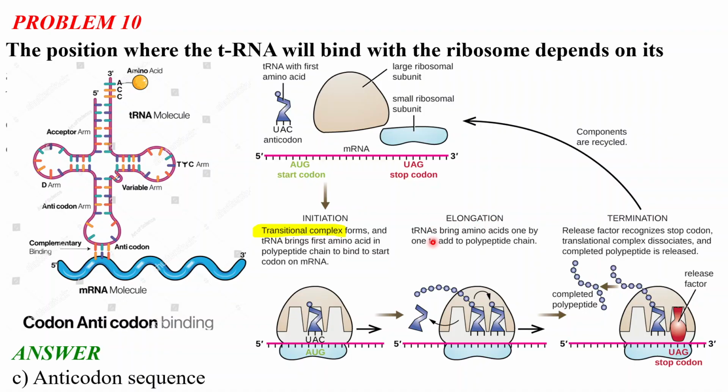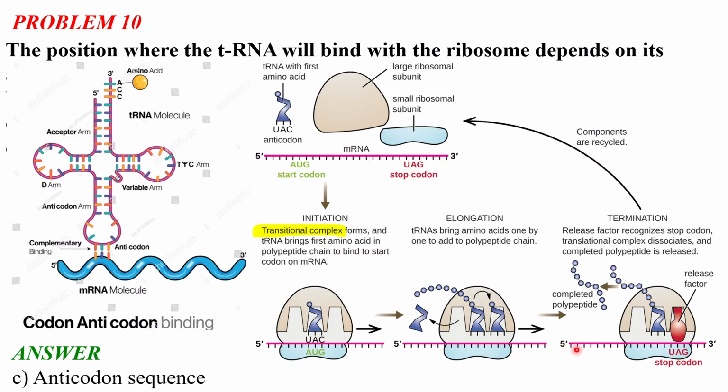Then is the elongation step. tRNAs bring the amino acids one by one to add on the polypeptide chain like this. The polypeptide chain grows one amino acid at a time, and then is the termination. The release factor recognizes the stop codon, the translational complex dissociates, and the completed polypeptide chain is released. So this is the completed polypeptide chain. The release factor will identify the stop codon which is UAG.